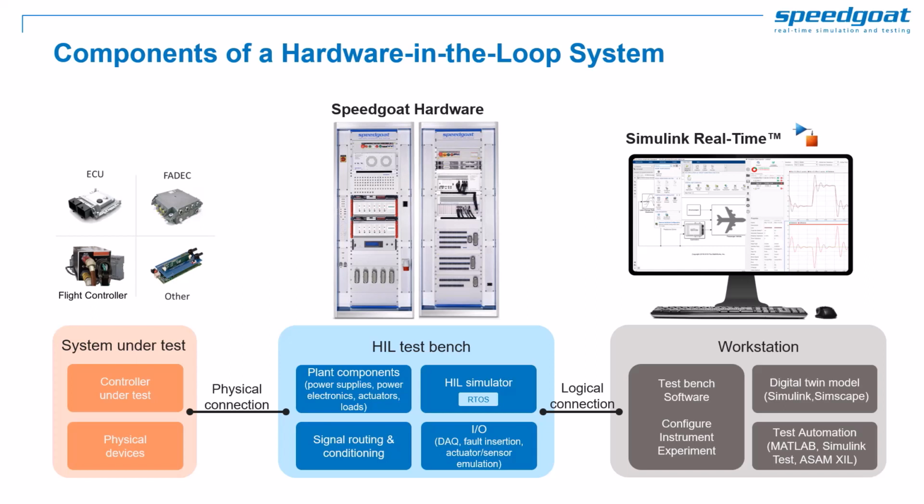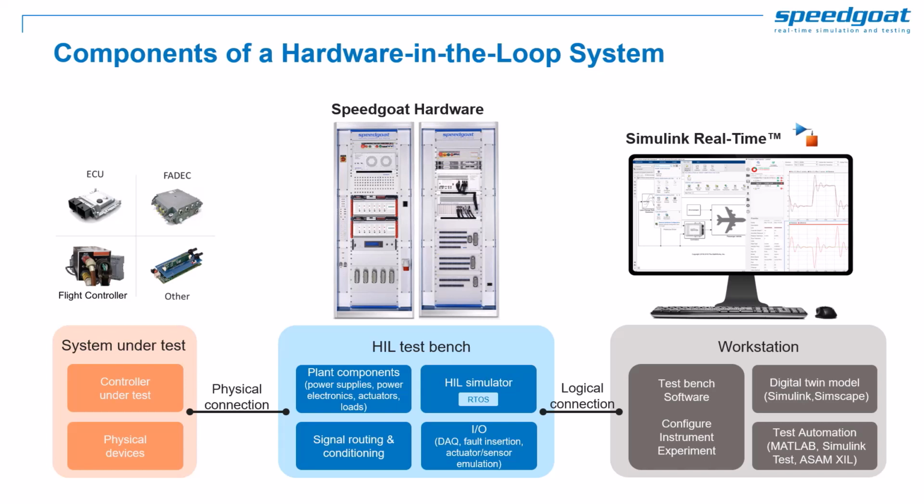There are typically three main components in a HIL system. First, your system under test. This includes the production controller that requires thorough testing and additional physical components like domain controllers, sensors, and actuators. Second, a HIL test bench, including a real-time simulator where you can run a digital twin of the plant together with emulated plant components and I/O modules supporting data acquisition, signal conditioning, and communication with the system under test.